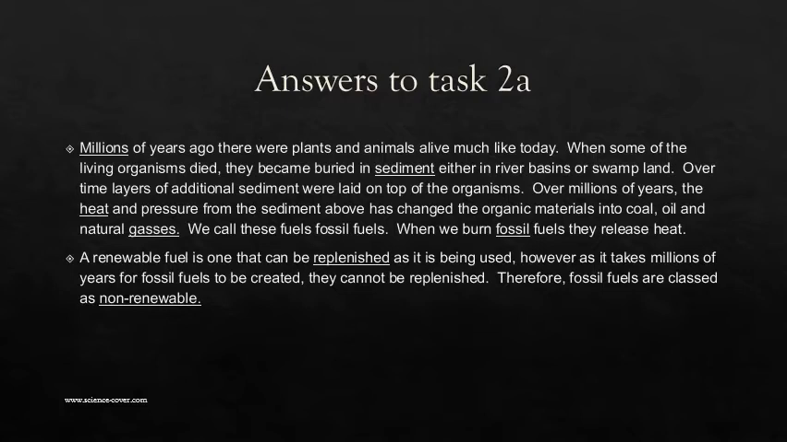A renewable fuel is one that can be replenished as it is used. However, it takes millions of years for fossil fuels to be created. They cannot be replenished. Therefore, fossil fuels are classified as non-renewable. So the missing words are millions, sediment, heat, gases, fossil, replenished, non-renewable.